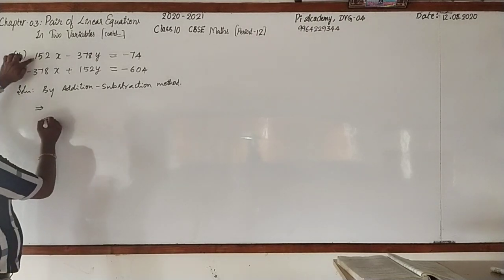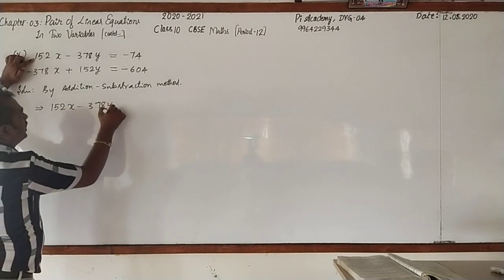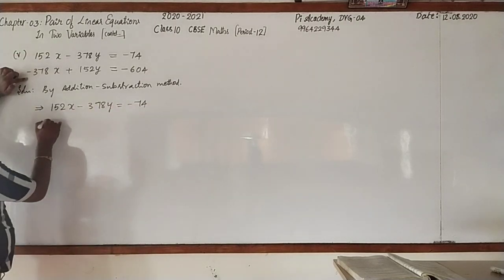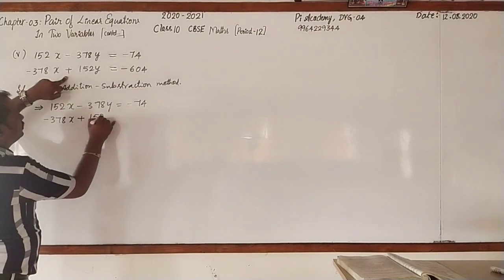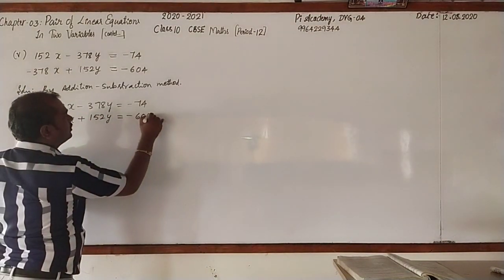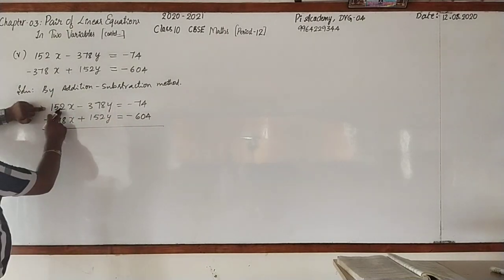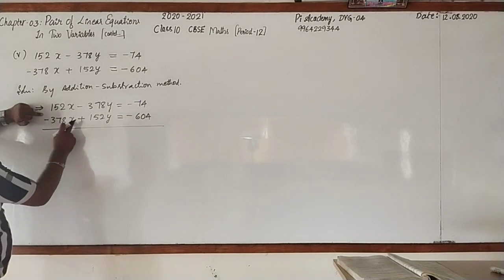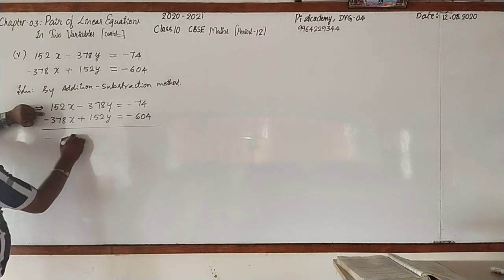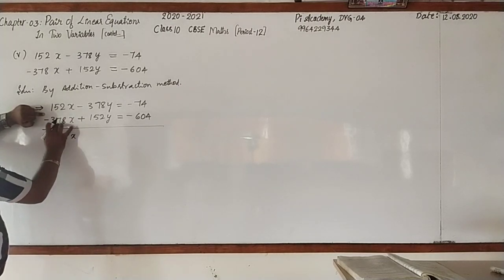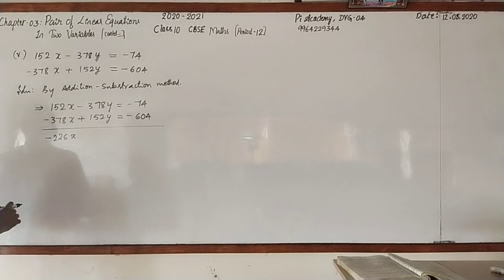Then how to do that? You first take both the equations. 152x minus 378y is equal to minus 74. Next, minus 378x plus 152y is equal to minus 604. First you go for adding both of them. 152x minus 378x: here the greater number is 378, so put the minus sign as it is, then x as it is, 8 minus 2, 6, 7 minus 5, it is 2, 3 minus 1, 2. So minus 226x. Clear?